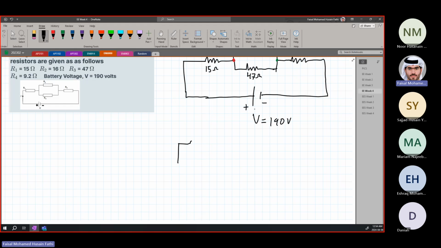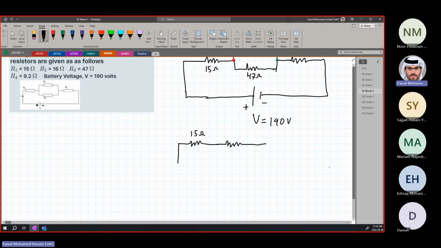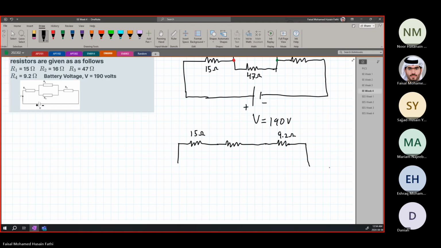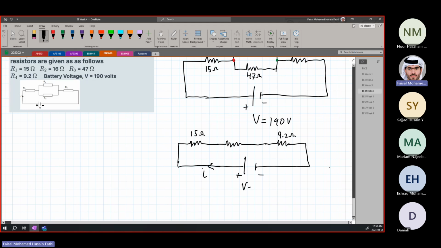So here we will have 15 ohms. Here we have the resistor reduced, okay, and here we will have the other resistor, which is 9.2 ohms. We have our battery here, plus minus. Current is going in that direction. Remember, current is always leaving the positive of the battery. Voltage is equal to 190 volts.